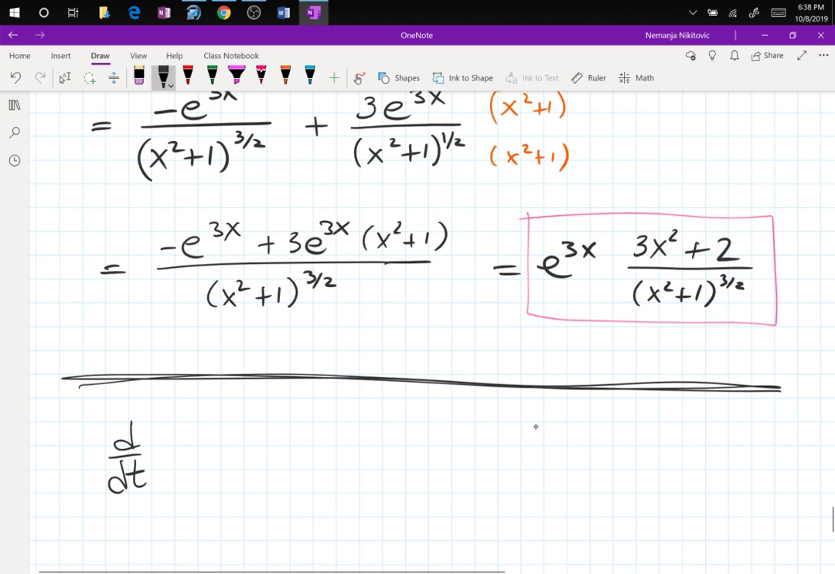d dt, so this one is in respect to time, of t squared plus 6t minus 1 divided by e to the 2t plus 6.